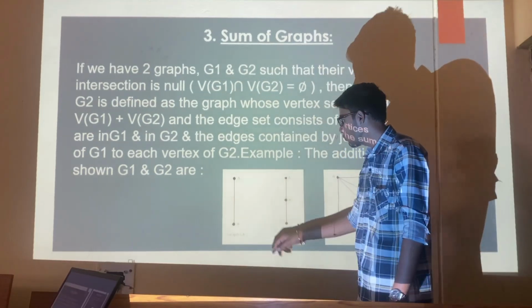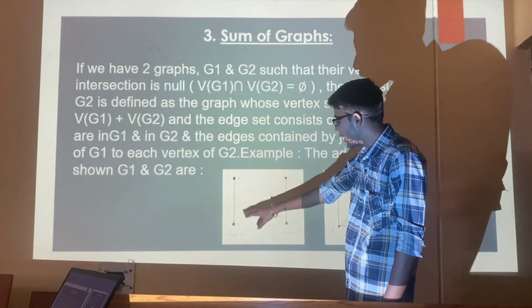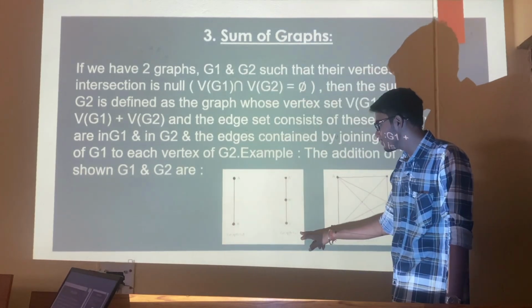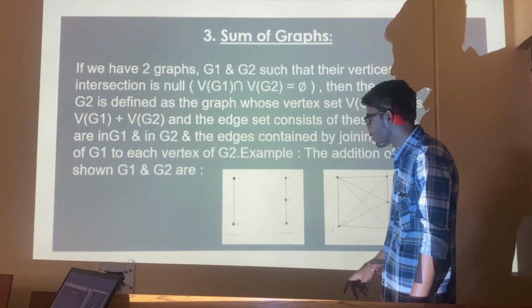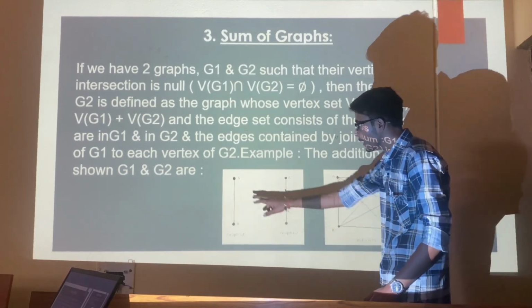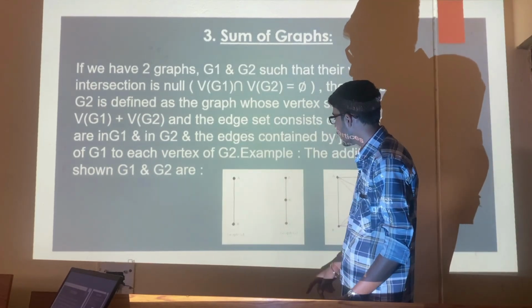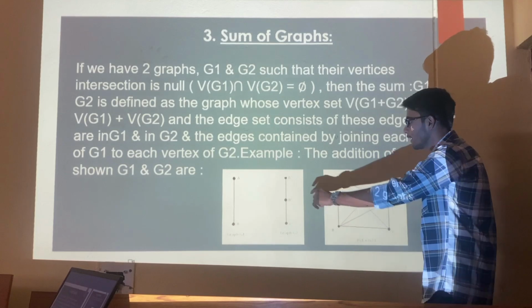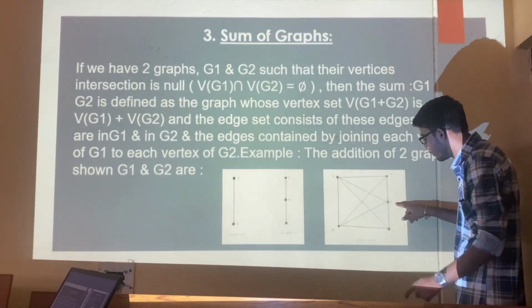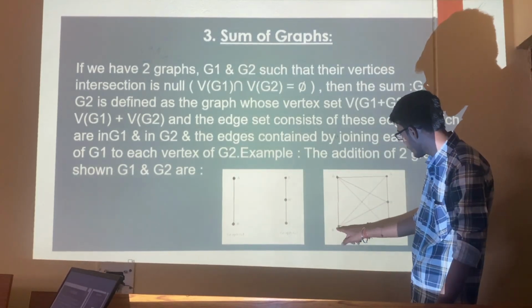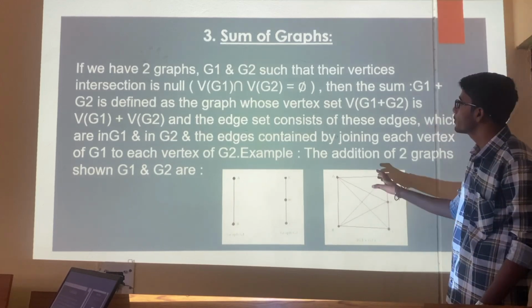Example of sum of graph. We have graph G1 with vertices A and B and graph G2 with vertices A dash, B dash, C dash. If we want the sum of graph, then each vertex of one graph is connected to each vertex of the other graph. In this example, A is connected to A dash, B dash and C dash. Similarly, B is also connected to A dash, B dash, C dash. This is the sum of a graph.